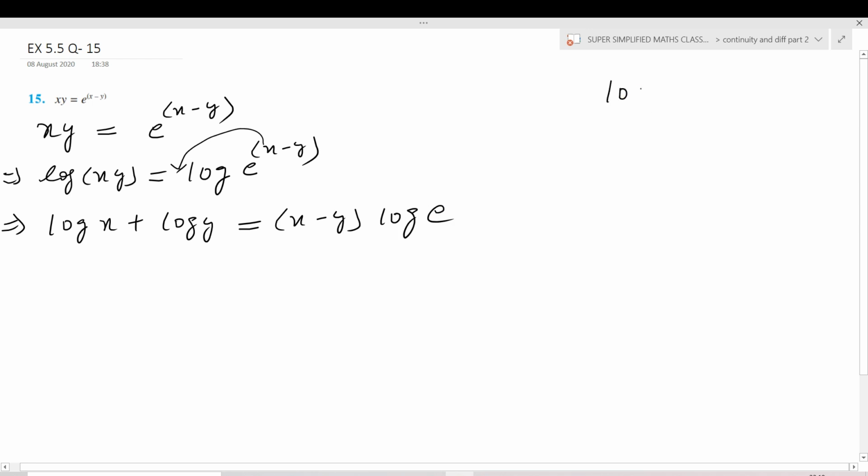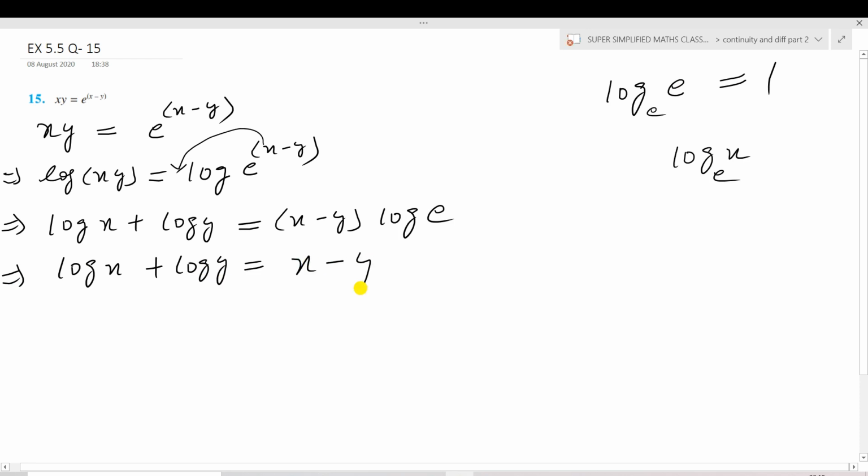Now I have already explained to you that log e is 1. When we are writing log e, that means it is to the base e. When we are writing log x, it is to the base e only. And we know the value of log e is 1. So in the next step, I am going to write log e as 1. So log x plus log y is equal to x minus y.